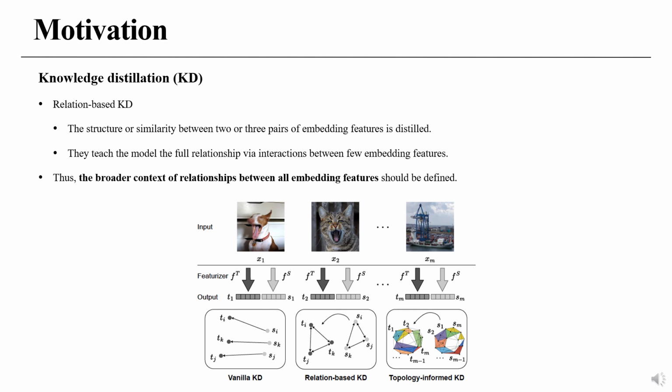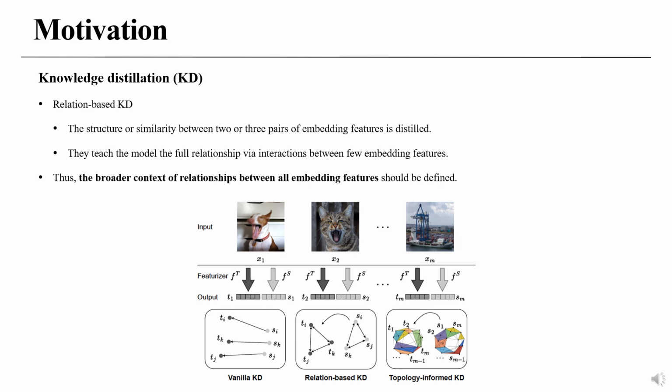They define relationships as similarity measures between distinct embedding features or assessing the structure between two or three pairs of embedding features within the latent space. These methods teach the model the full relationship via interactions between a few embedding features. However, relying on partial information to understand the entire structure is limited. Therefore, transferable knowledge that teaches the broader context of relationships between all embedding features should be defined.